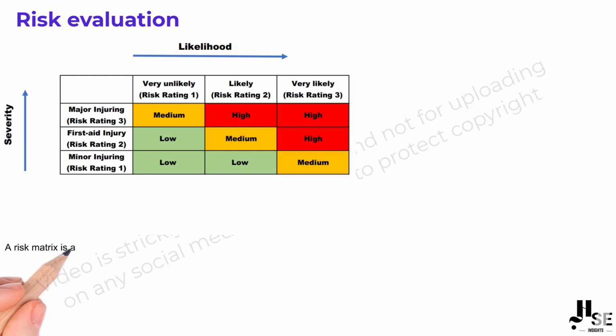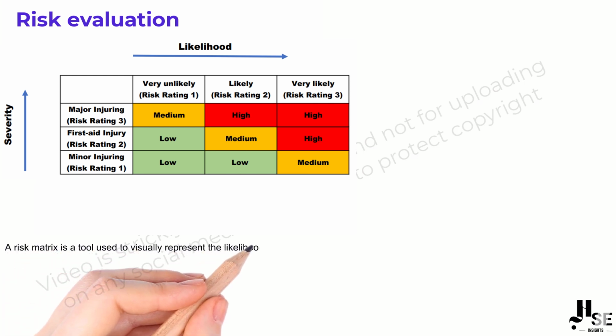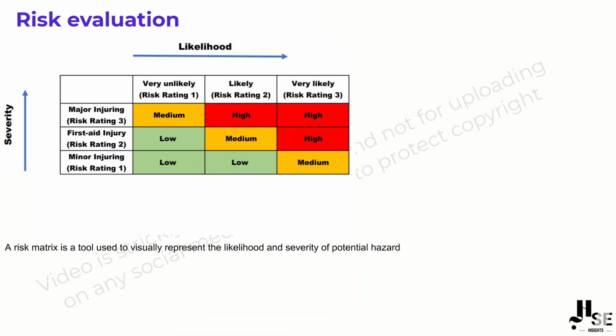A risk matrix is a tool used to visually represent the likelihood and severity of potential hazards. A grid with likelihood on the x-axis and severity on the y-axis. Each cell represents a different level of risk. To demonstrate the unacceptable level of risk associated with the existing kitchen flooring, the matrix could be used as follows.